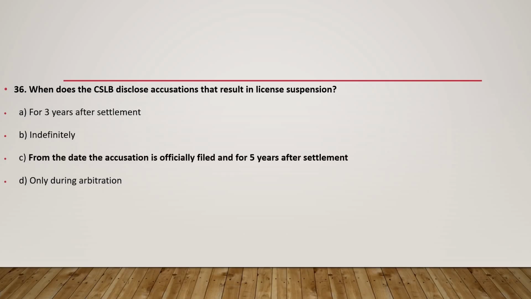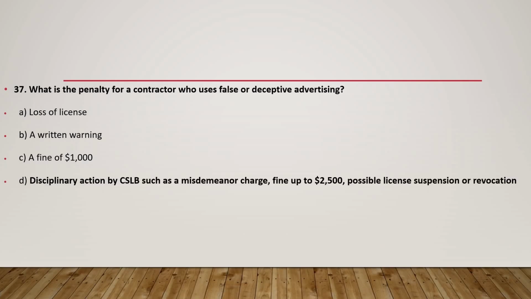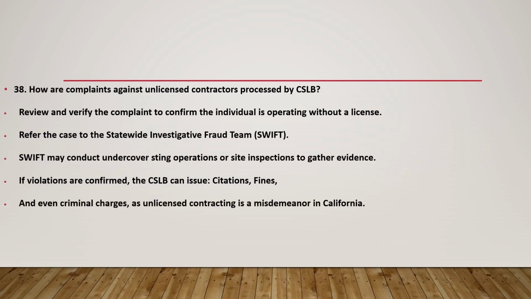36. When does the CSLB disclose accusations that result in license suspension? C. From the date the accusation is officially filed and for 5 years after settlement. 37. What is the penalty for a contractor who uses false or deceptive advertising? D. Disciplinary action by CSLB, such as a misdemeanor charge, fine up to $2,500, possible license suspension or revocation.